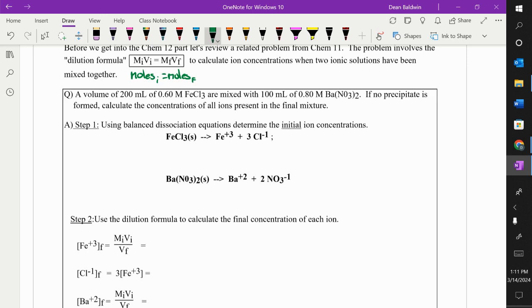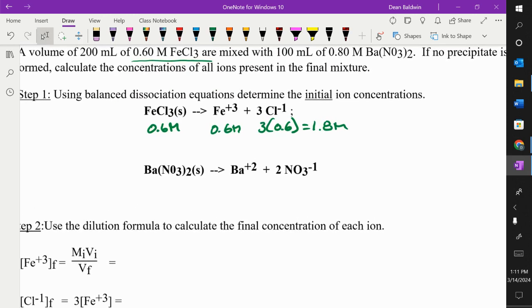Okay? So if we have 200 mL of 0.6 molar iron chloride, when that dissociates, how much iron do we have? Iron ions. 0.6, right? It's the same. It's a 1-to-1. How much chlorine? You have 3 times that, right? Which is 1.8. That make sense?